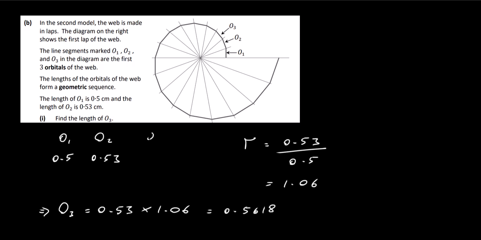0.5618. So O3 here would be 0.5618. This is our answer here, and this is in centimeters. You've got to write down the units in these questions or you will lose a mark very often.